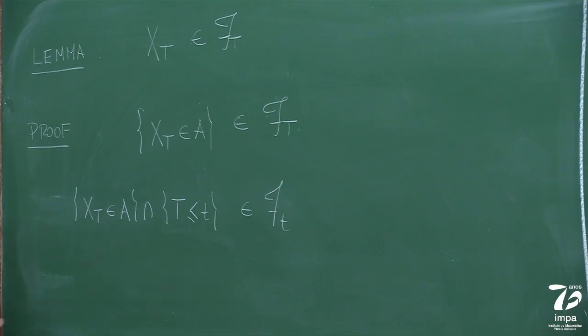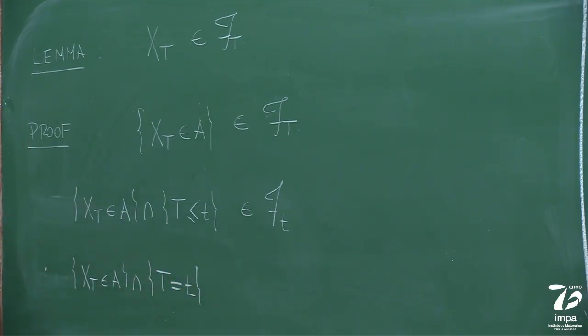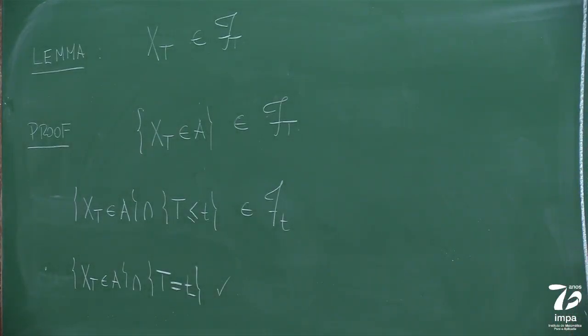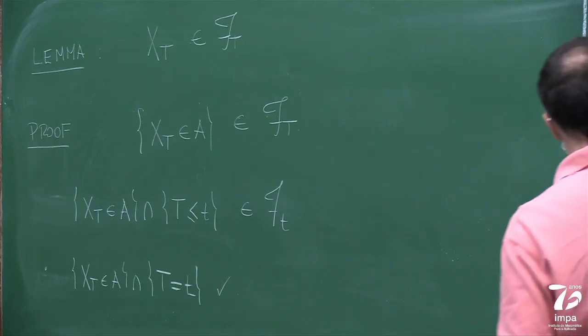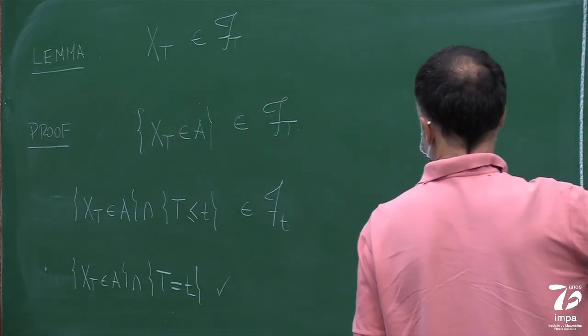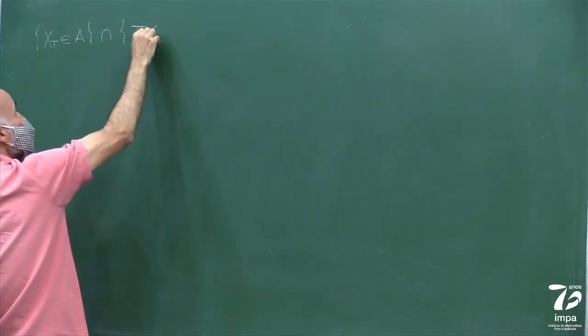Fine? So again, I will divide this set in two. The first one is {X_T in A, T = t}. And this, we have seen, this set belongs to Ft. And if T is equal to t, I can replace T by t. And X_t is Ft measurable by assumption, by hypothesis. So this one is fine. And what we need to consider is the second one, {X_T in A, T < t}.